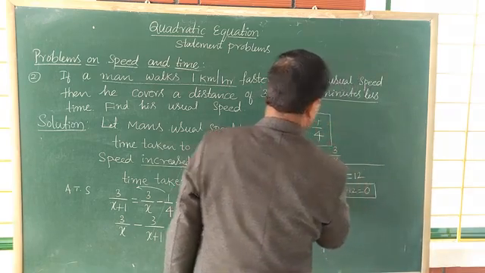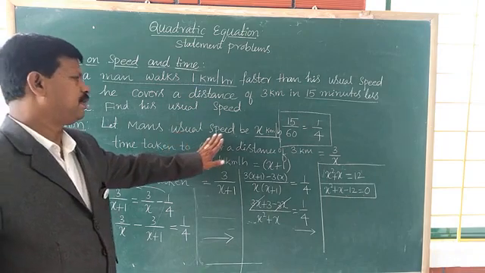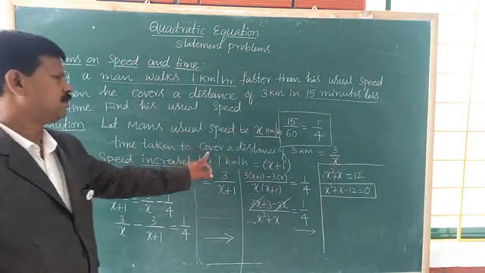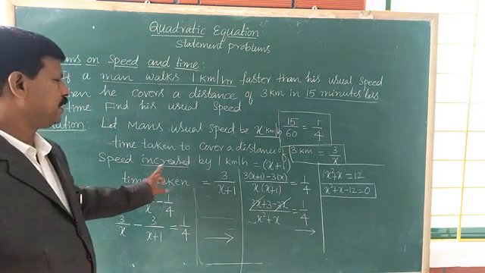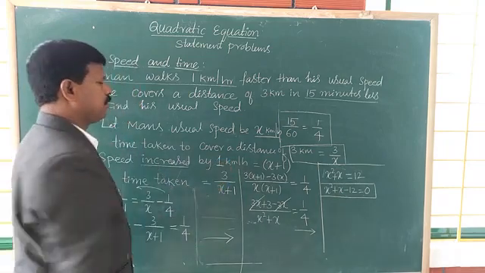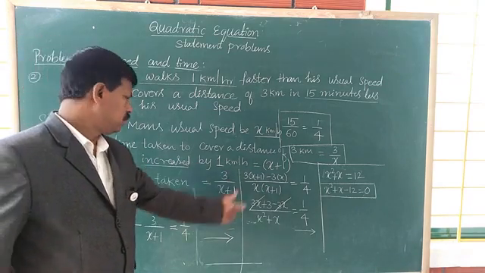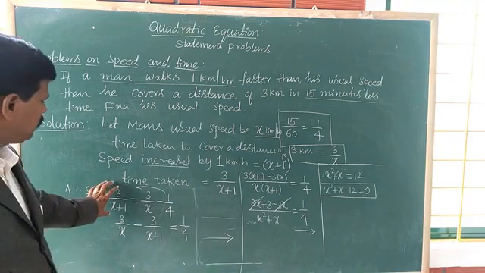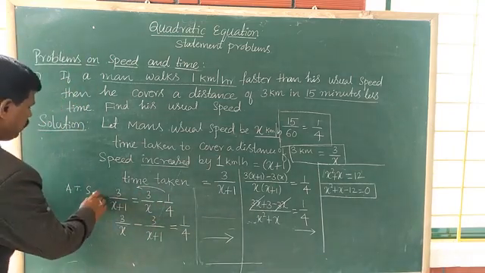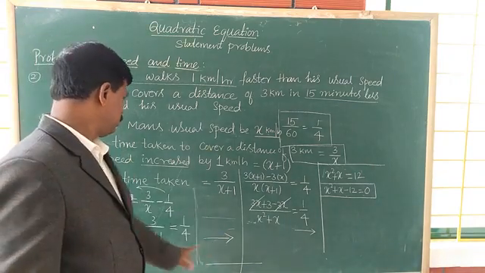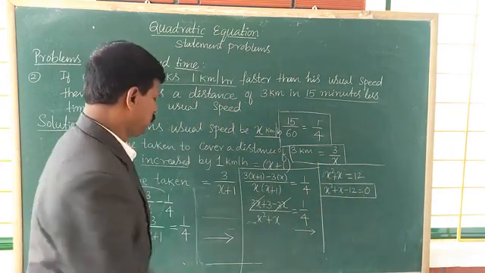This is the standard equation. Are you clear? Let man's usual speed be x kilometer per hour. Time taken to cover a distance of 3 km is 3 by x hours. Then speed increased by 1 km per hour, that means x plus 1. Then time taken is equal to 3 by x plus 1. So then, according to the statement, this time is 15 minutes less than this time. This is very important. This is the statement. Then simplification. So look at this. After this, you should write this.